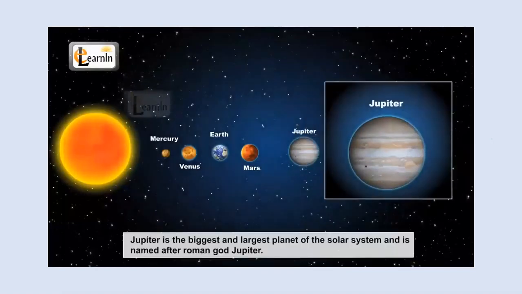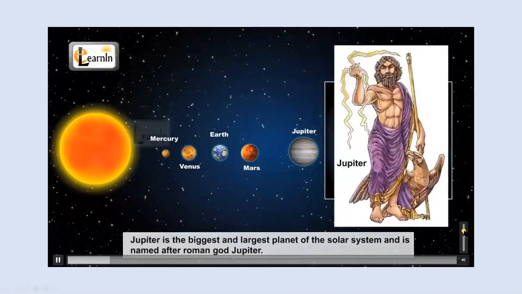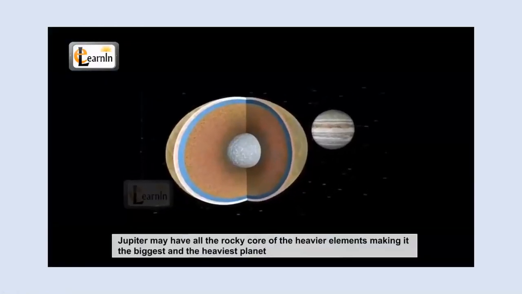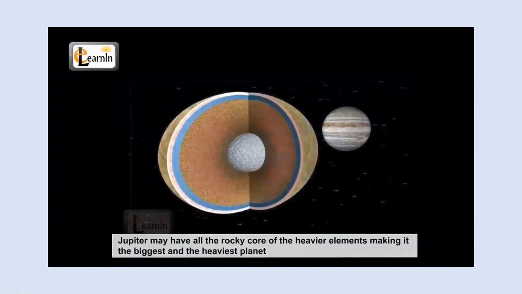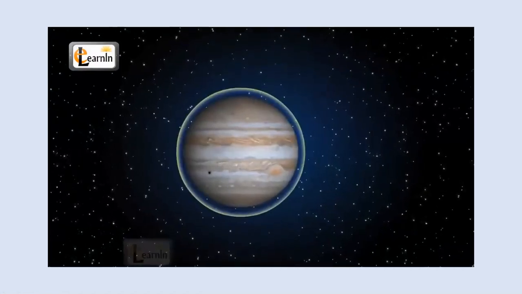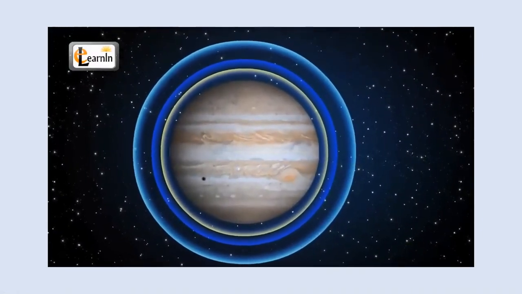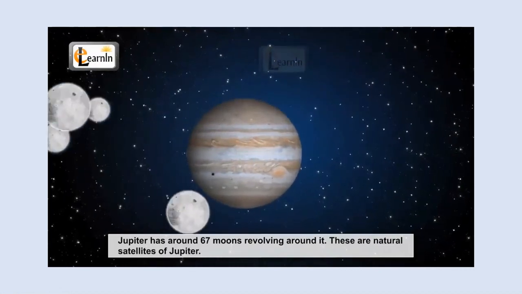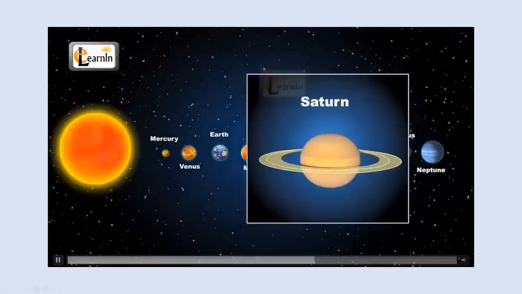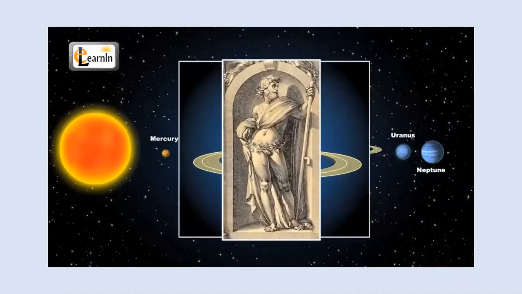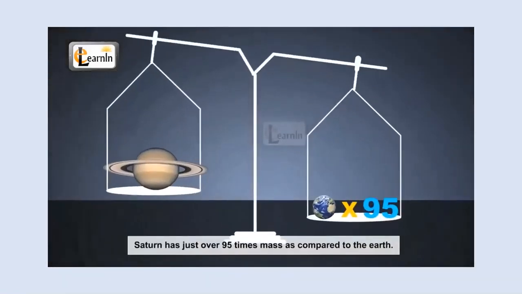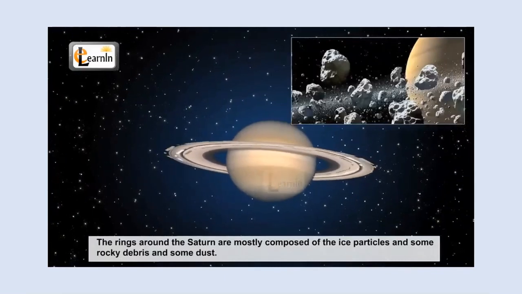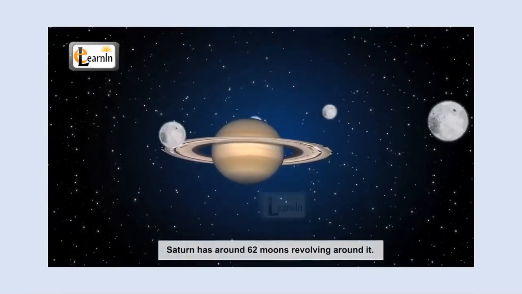Jupiter. Jupiter is the biggest and largest planet of our solar system, and it is named after the Roman god Jupiter. Jupiter is 317 times the mass of Earth. Jupiter may have a rocky core of heavier elements, making it the biggest and heaviest planet. The outer atmosphere of Jupiter is divided into several bands at different latitudes, resulting in extreme storms. Jupiter has 67 moons revolving around it. These are natural satellites of Jupiter. Saturn. Saturn is the only planet to have rings around it. Saturn is named after the Roman god of agriculture. Saturn has over 95 times the mass of Earth. The rings around Saturn are mostly composed of ice particles and some rocky debris and dust. Saturn has around 62 moons revolving around it.